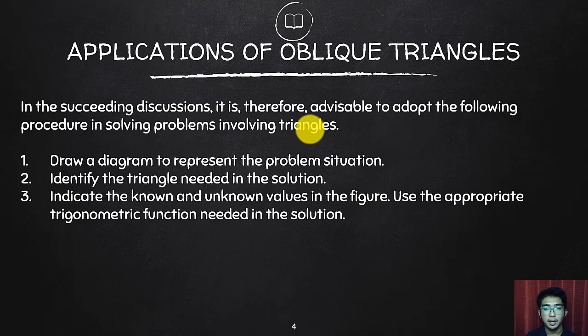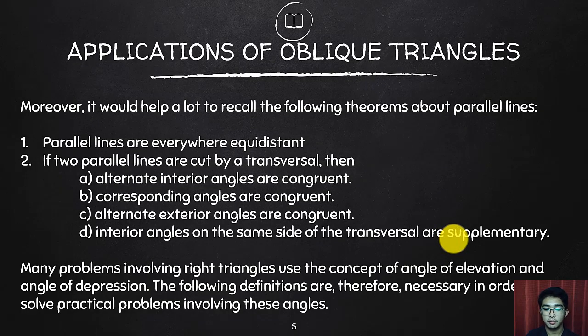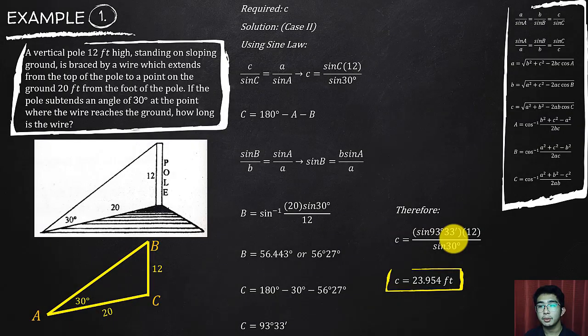But as usual, our goal is to first draw the diagram, identify the triangle, and then use whatever formula is applicable. So without further ado, let's proceed with the examples for applications of oblique triangles. These are also the previous examples or passages from applications of right triangles. Of course, we carry over the discussion from angle of elevation and angle of depression. So let's have example number 1.